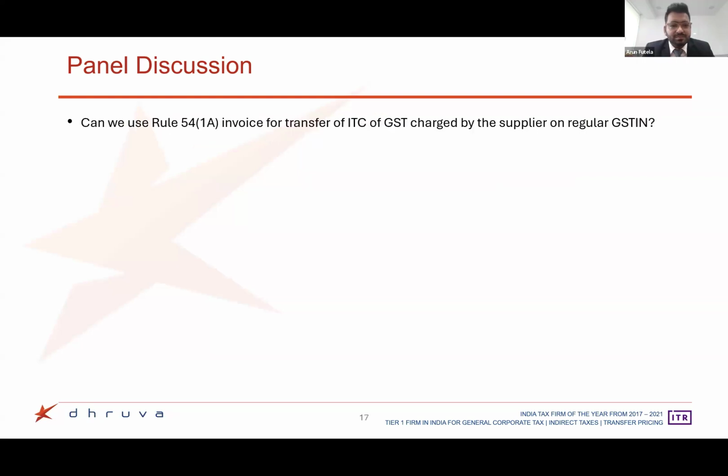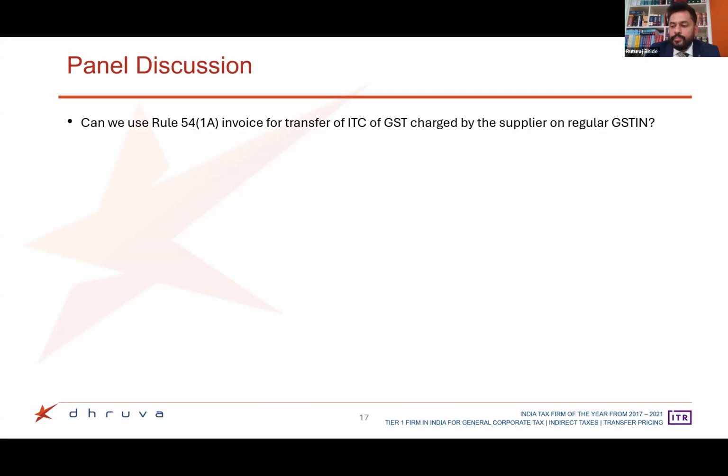Fine. The next question again I have in relation to this Rule 54(1)(a). Sangeeta, if you can just share some insights on this. While I understood that Rule 54(1)(a) is meant for distributing the RCM related credit, going back to the point that we talked earlier, if I have, let's say, received an invoice on my regular registration instead of ISD, and therefore I have got a credit, is it possible that I somehow use this Rule 54(1)(a) invoice and transfer this credit also to my ISD the way I'm doing my RCM transfer?